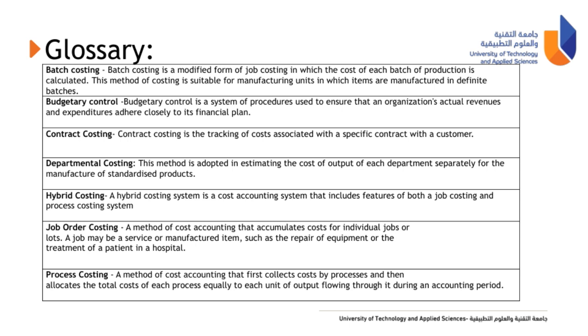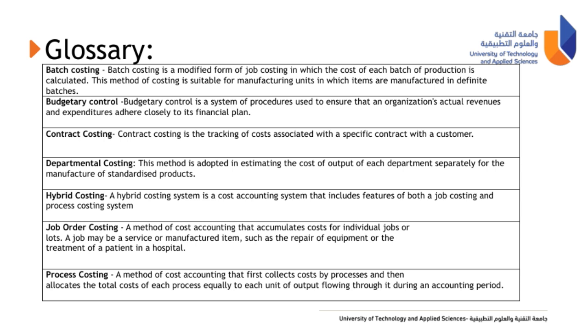Now, hybrid costing combines features of both job costing and process costing. It's a flexible system that can adapt to various production settings, capturing the benefits of both methods depending on the nature of the product or service.